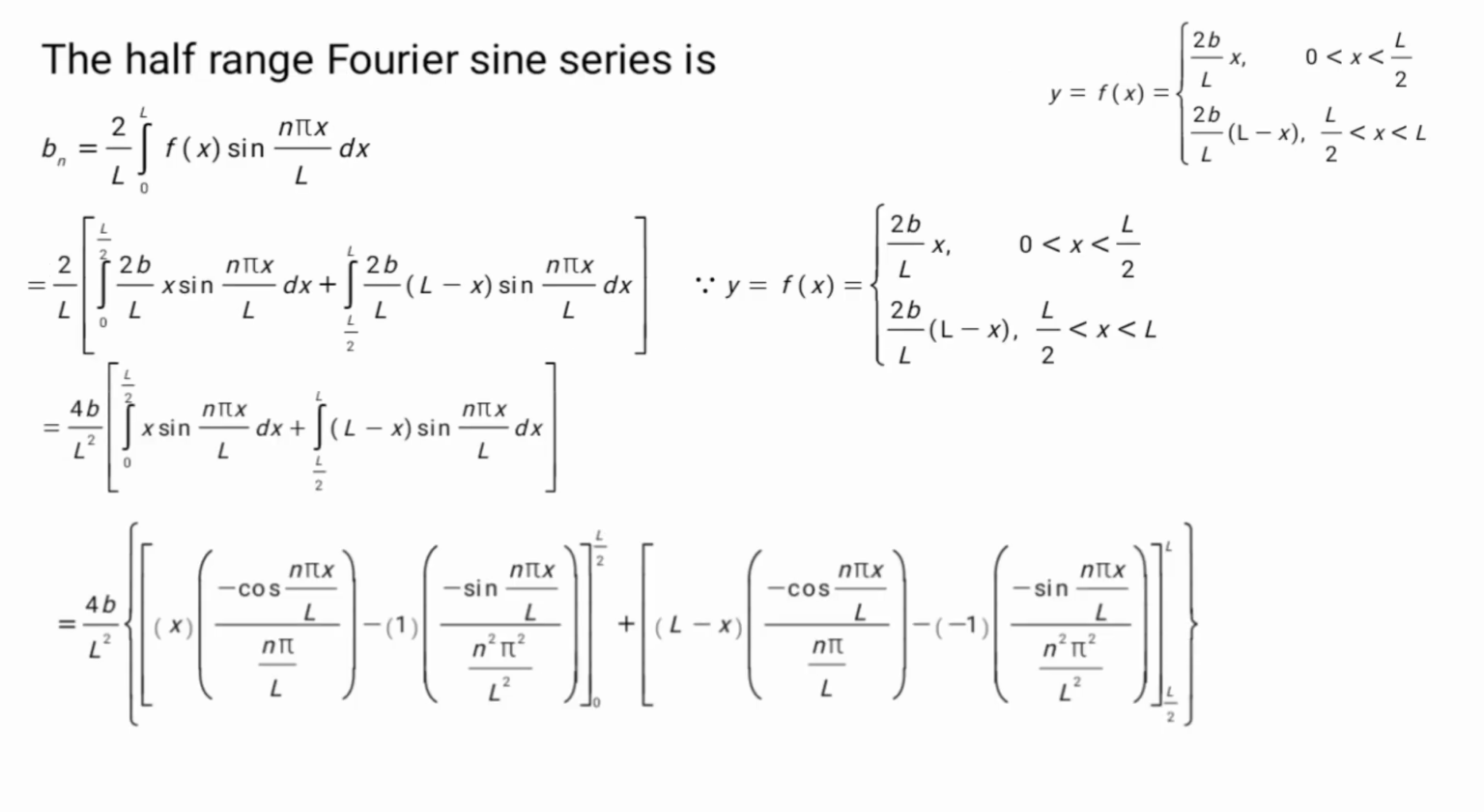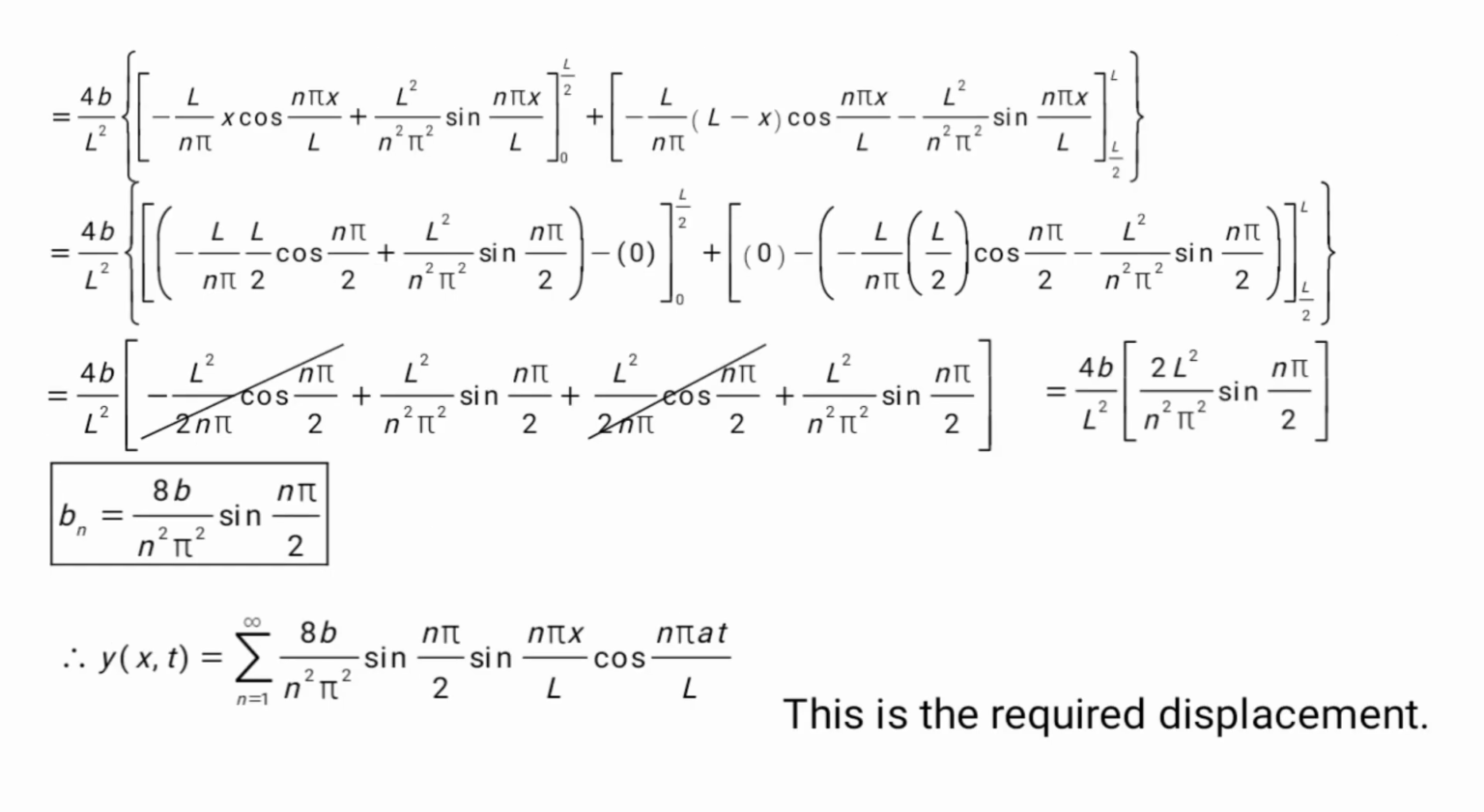Then the equations are f of x equal to 2bx by L in the limit 0 to L by 2, and 2b by L into (L minus x) in the limit L by 2 to L. So use the half range Fourier sine series, now that the f of x value is given. Substitute the f of x value and solve it. Use Bernoulli's formula, u v1 minus u dash v2 plus u double dash v3, etc. Finally, simplify the terms and you get the answer b_n equal to 8b by n square pi square into sin n pi by 2.